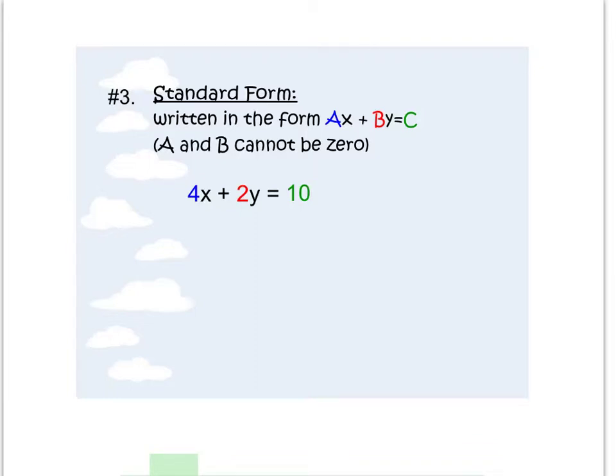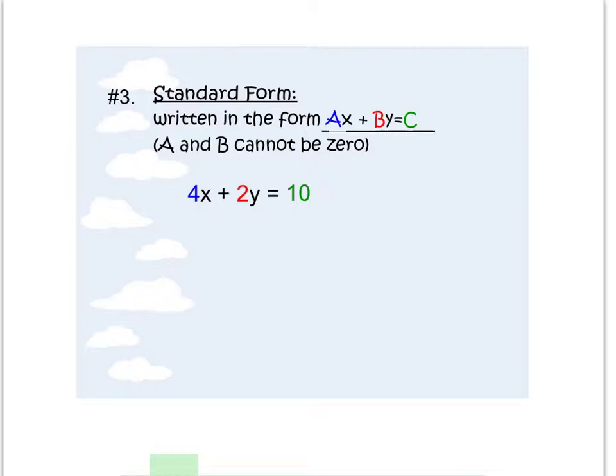An equation in standard form would say ax plus by equals c. Here is an example, 4x plus 2y equals 10. Notice there's no slope, there's no y-intercept. This is a different form of an equation of a line, but it can be helpful. So we'll look at an example of when you might use this.